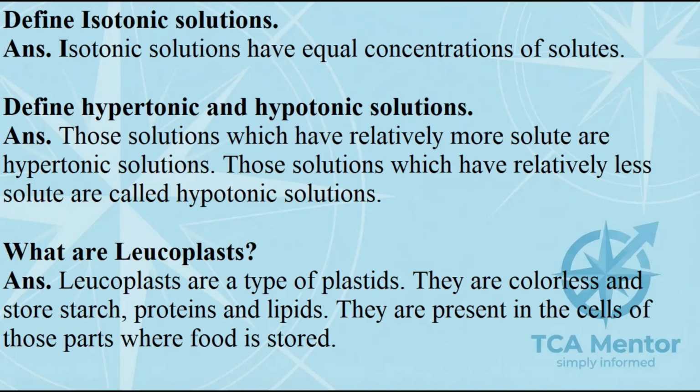What are leucoplasts? ANS. Leucoplasts are a type of plastids. They are colorless and store starch, proteins, and lipids. They are present in the cells of those parts where food is stored.